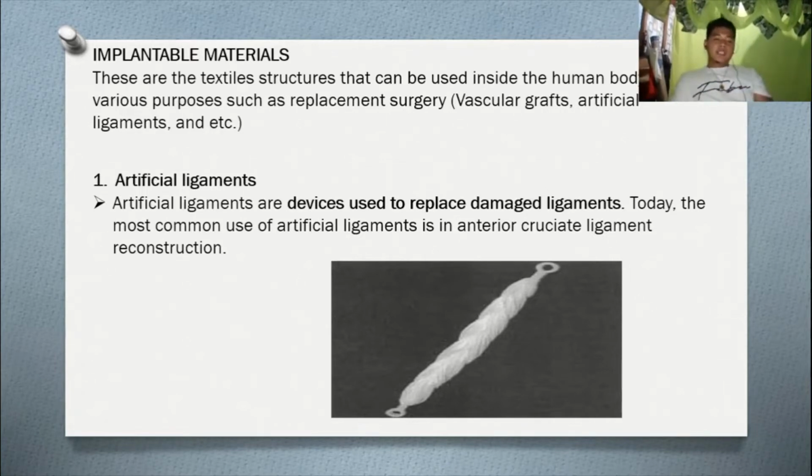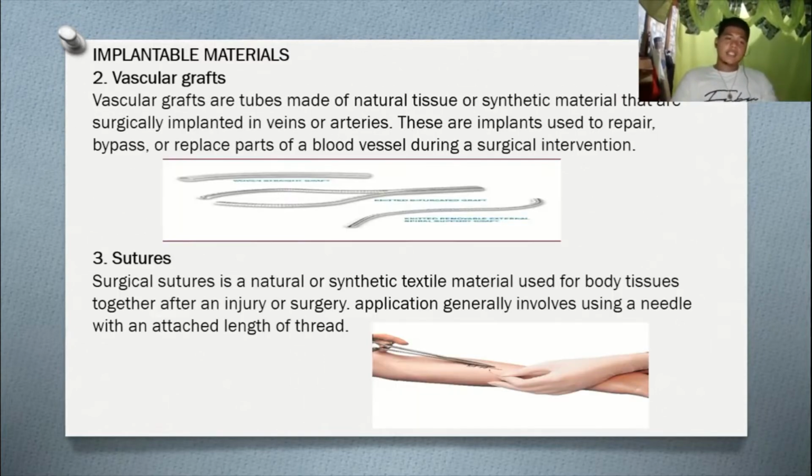The first example of these is artificial ligaments. Artificial ligaments are devices used to replace damaged ligaments. Today, the most common use of artificial ligaments is in anterior cruciate ligament reconstruction. The next example is vascular grafts. Vascular grafts are tubes made of natural tissue or synthetic materials that are surgically implanted in veins or arteries. These are implants used to repair, bypass, or replace parts of the blood vessels during the surgical intervention.